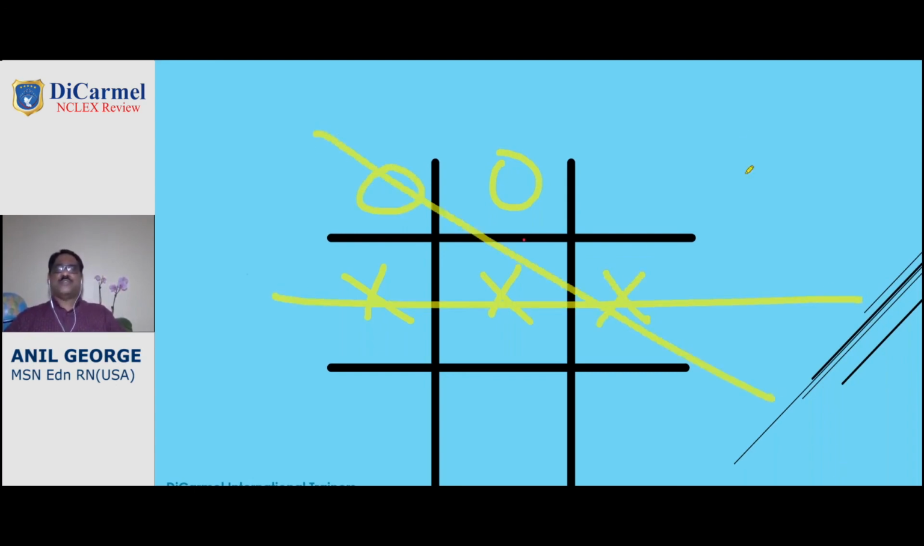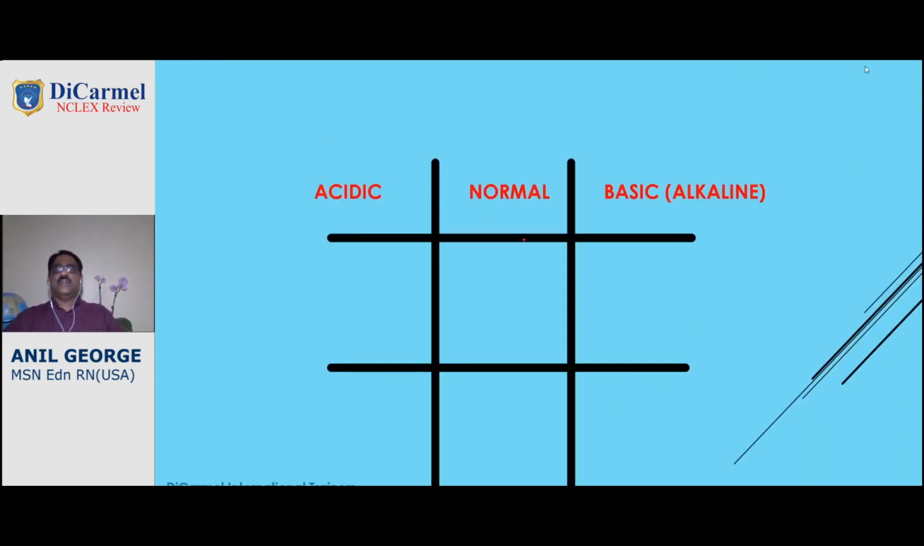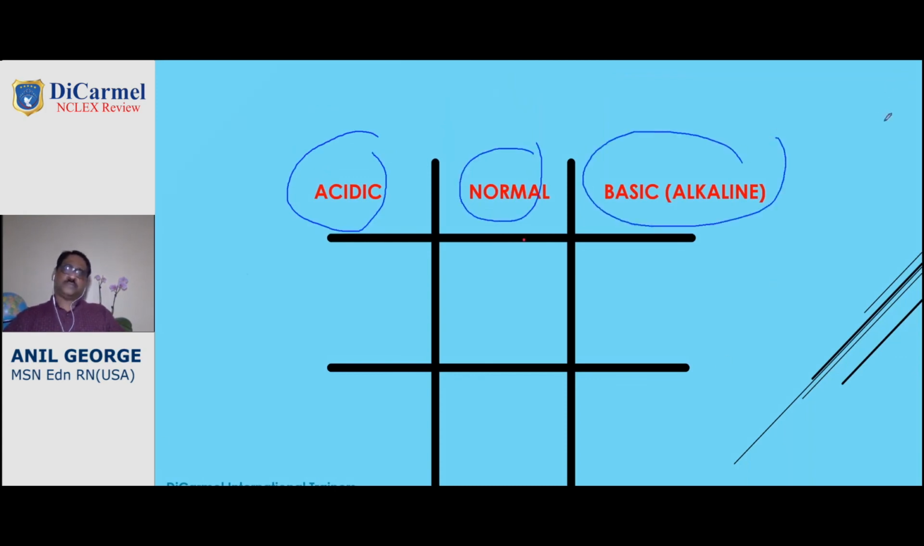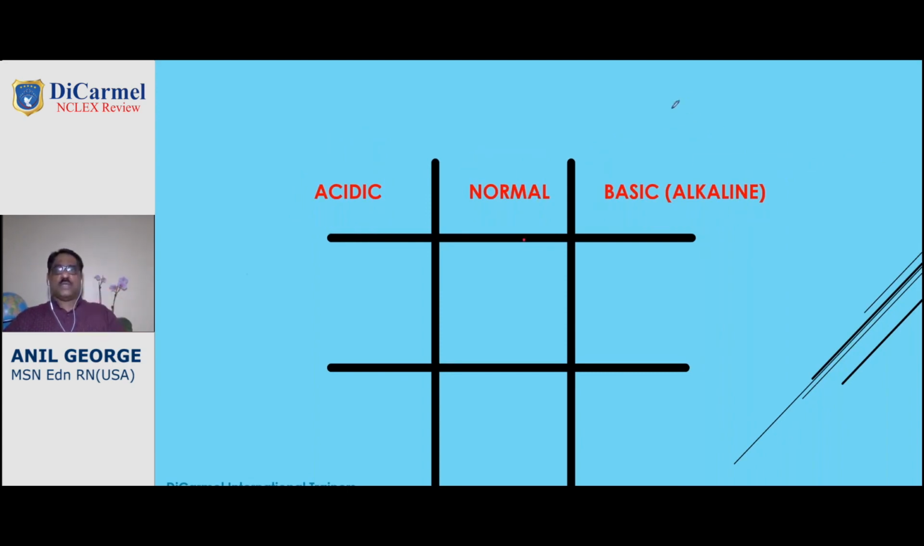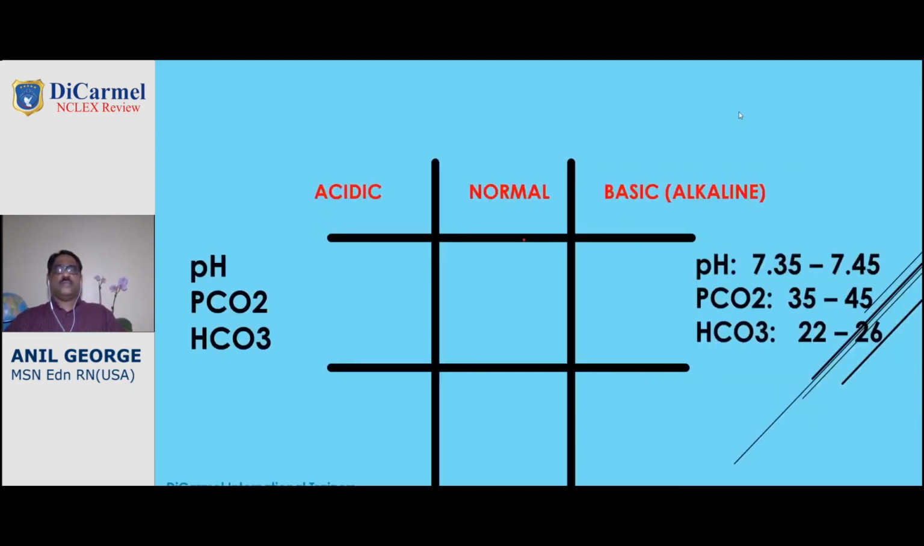The Tic Tac Toe we talk about here has nothing to do with this, but rather we are going to see our pH, pCO2, and bicarb values distributed into these three columns. That's what we're going to see here. Here we go. So this is the Tic Tac Toe we're going to use here. As you can see, it has those three columns. The first one acidic, and then normal, and then basic, or what we call alkaline. And let's go to the next one to make it better and clearer.